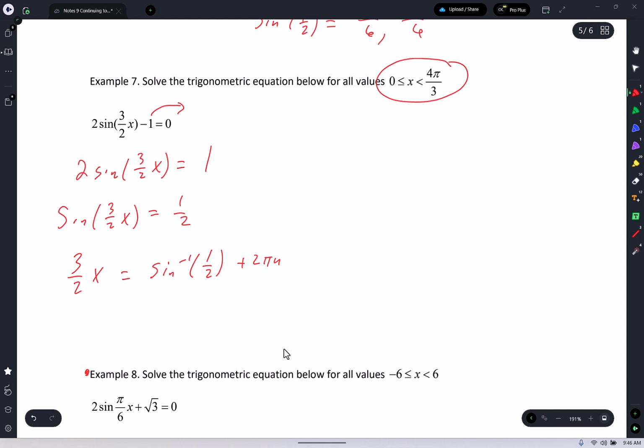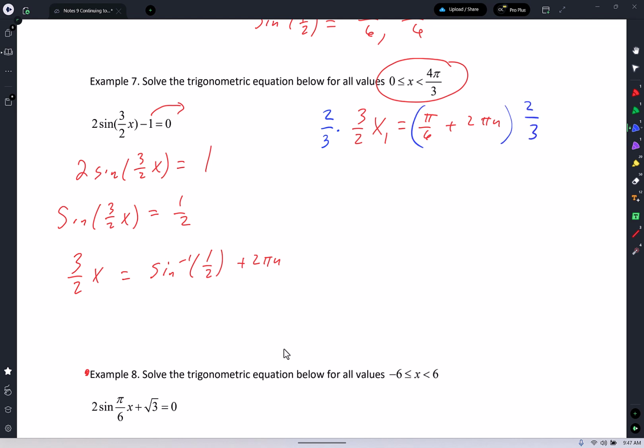So here it is. I'm going to do equation number 1 right here. 3/2 x sub 1 equals pi over 6 plus 2 pi n. I'm trying to solve for x1. I'm going to multiply by the reciprocal of whatever's in front of this. It's the same thing as dividing by 3/2, so I'm going to multiply by 2/3. Whatever you do to one side, you do to the other.